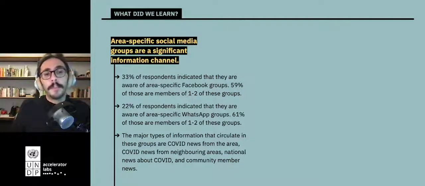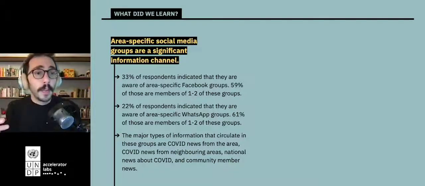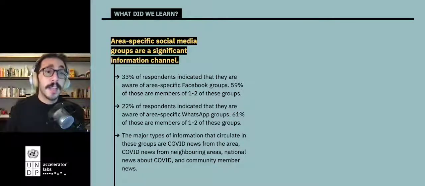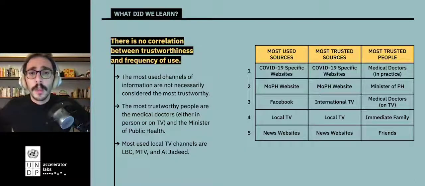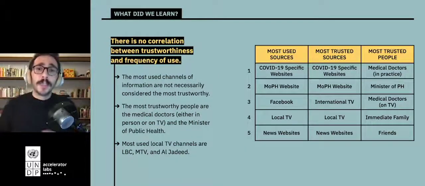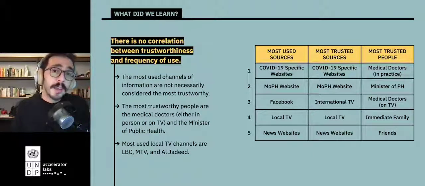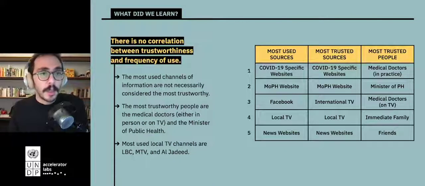The major types of information that circulate in these groups are COVID news from the area, COVID news from neighboring areas, national news about COVID, and community member news. There was no correlation between trustworthiness and frequency of use, which we found interesting. With the exception of COVID-19 specific websites and the Ministry of Public Health website, the most used sources of information are not necessarily considered the most trustworthy.